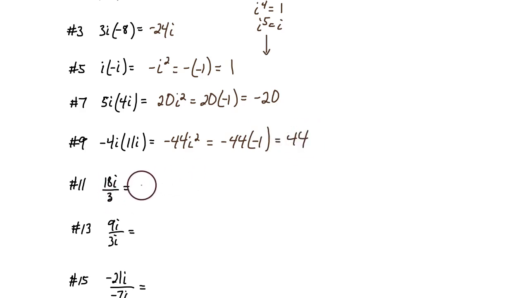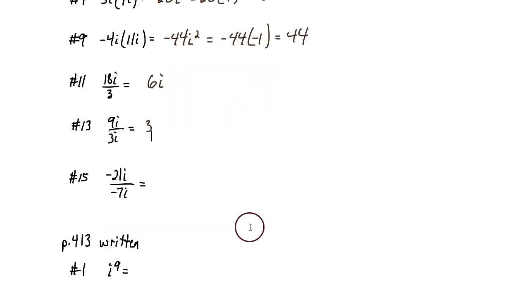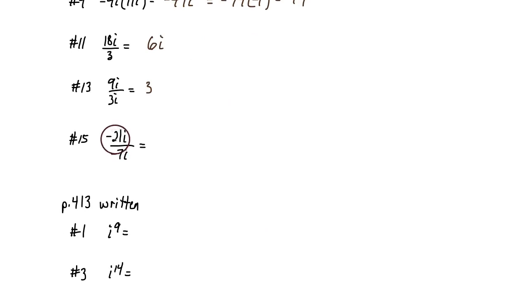Number 11, 18 divided by 3 is 6i. Number 13, 9 divided by 3 is 3, and the I divided by the I cancels away. Number 15, negative 21 divided by negative 7 makes 3, and again, I over I just cancels away.